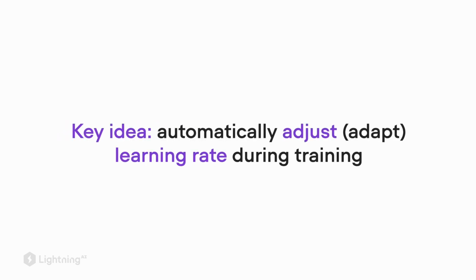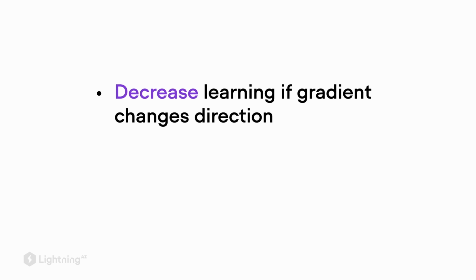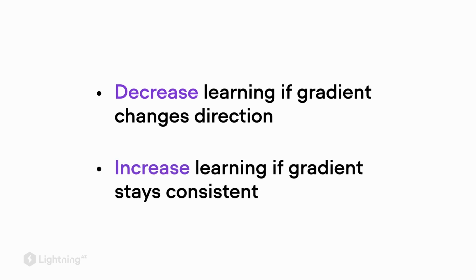So the key idea here is that we are automatically adjusting the learning rate during the training. In particular, we decrease the learning rate, we slow it down, if the gradient changes direction. Otherwise, we speed up the learning, we increase it, if the gradient stays consistent. So in a nutshell, we are paying attention to the direction of the gradient, and if it's consistent, we speed up the training to converge faster, and otherwise we take it down a notch. So how does this adaptive learning rate work?